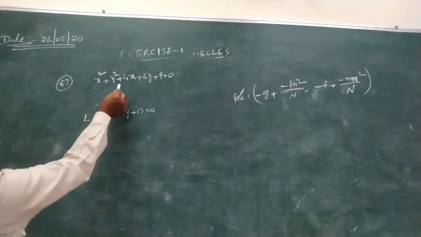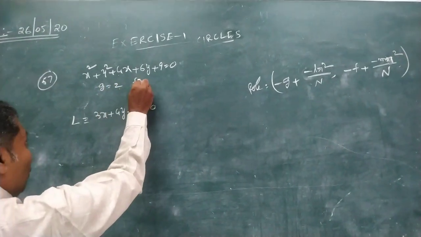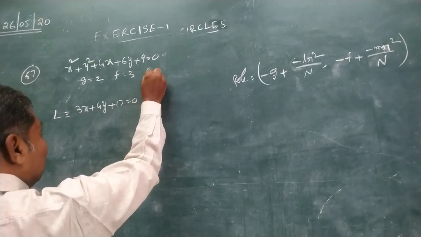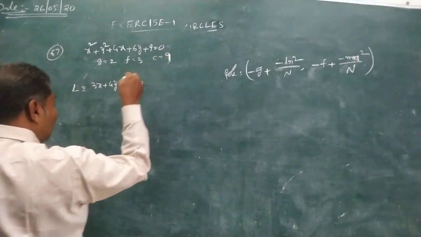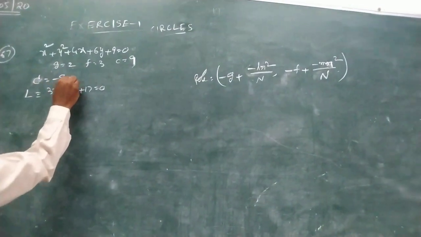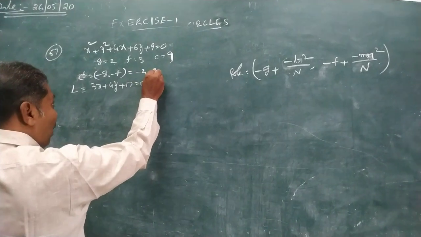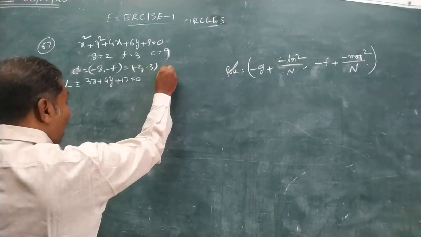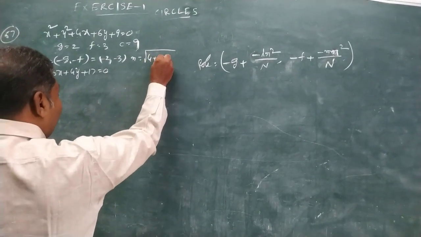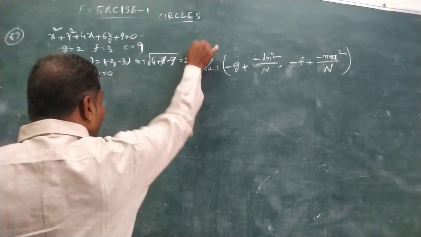Given circle is this one. G value is 2, F value is 3, C value is 9. Next, center C equal to minus G, minus F, that equal to minus 2 comma minus 3. Radius R, under root G square plus F square minus C, that equal to 2.